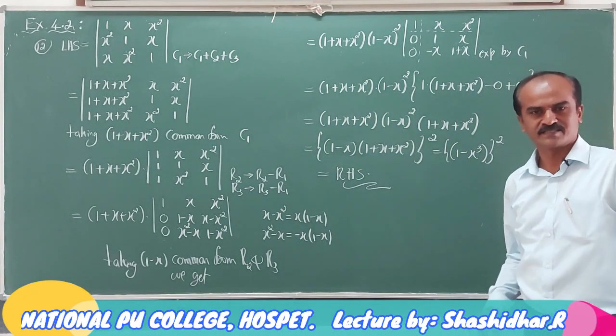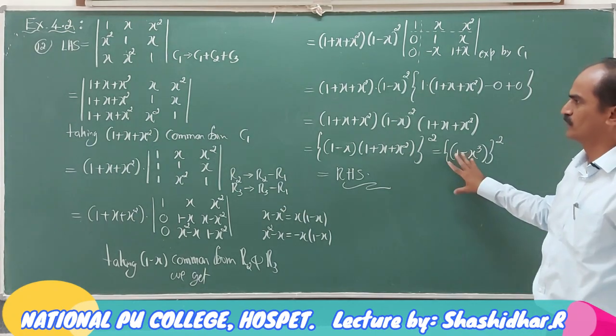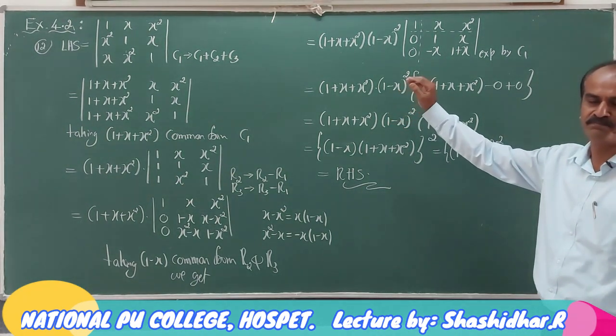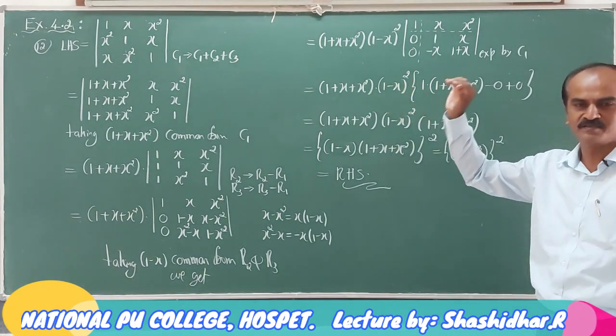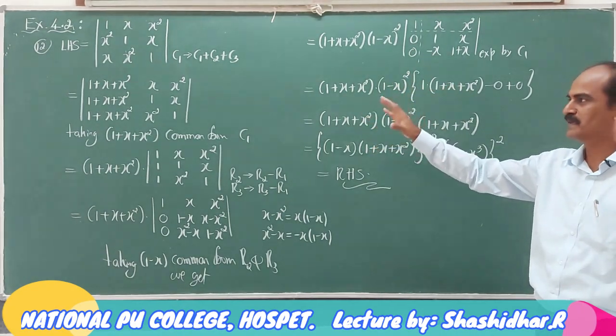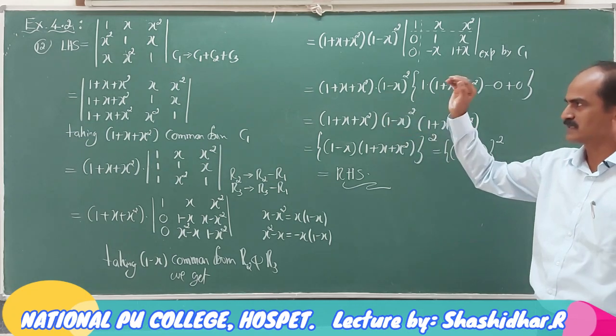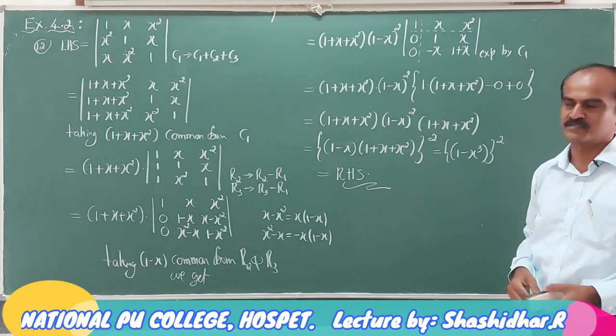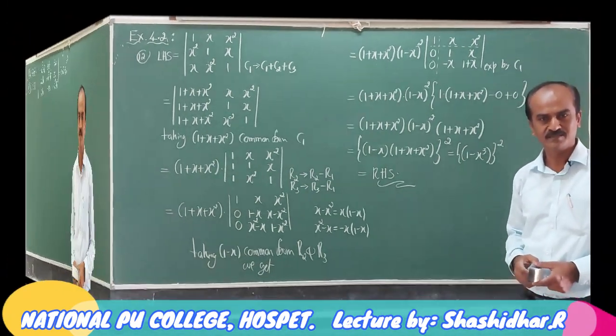That completes the example. I hope you are following. The main idea is planning of row and column operation is very important. That I keep telling, you will get by practice. Observe the elements and what is the result to be proved, based on that you have to plan it. Okay, next we will take the 13th question.